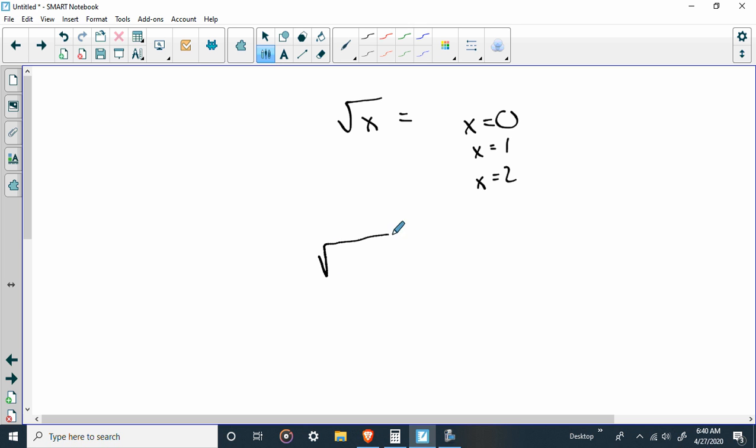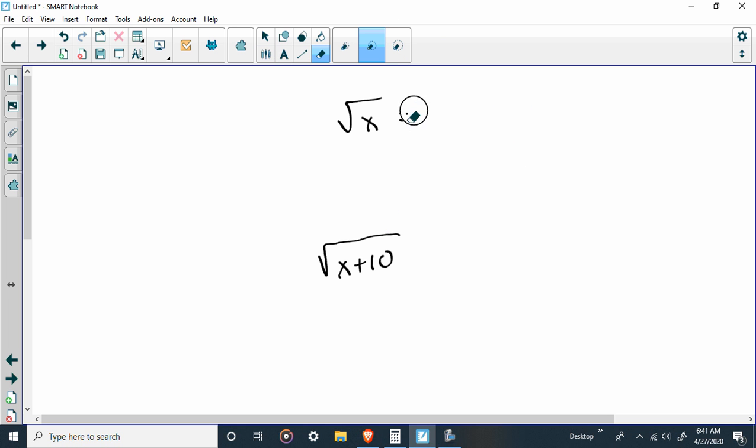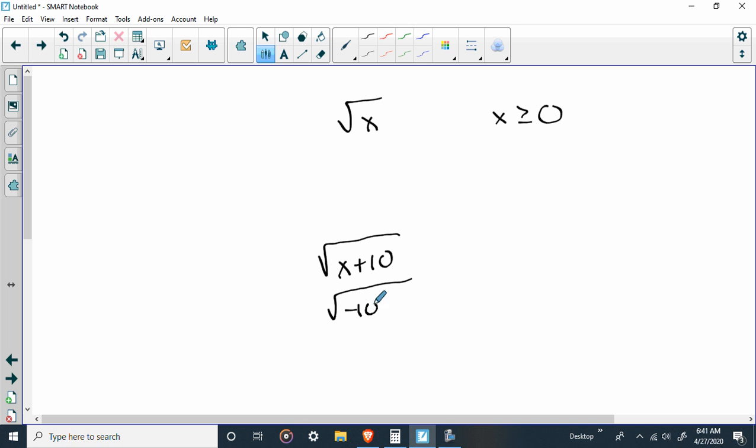What if I said this, the square root of x plus 10? Now let's think about this for a second. In the last case, x had to be greater than or equal to 0. Well, in this case, there's a smaller number we can put in. The smallest number I can put in here is negative 10, because negative 10 plus 10 is 0, and that's the smallest number I can take a square root of.